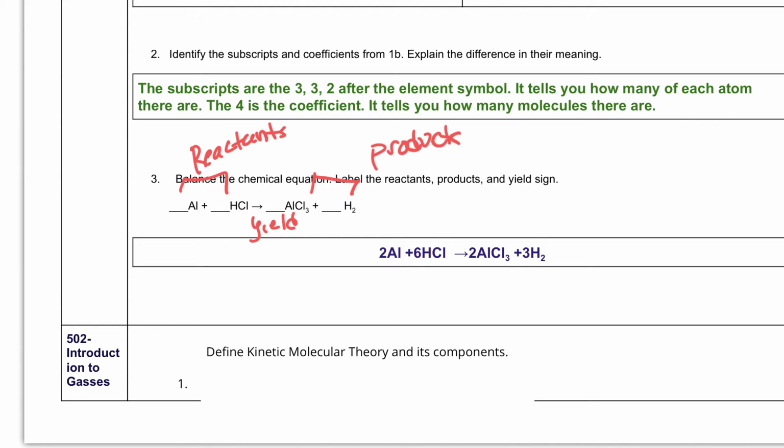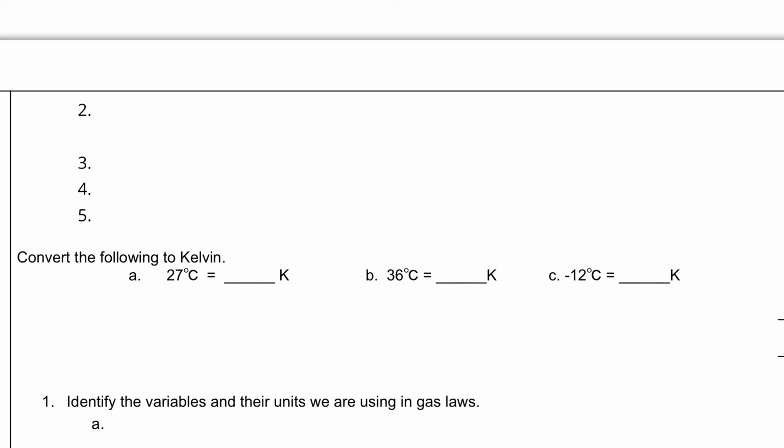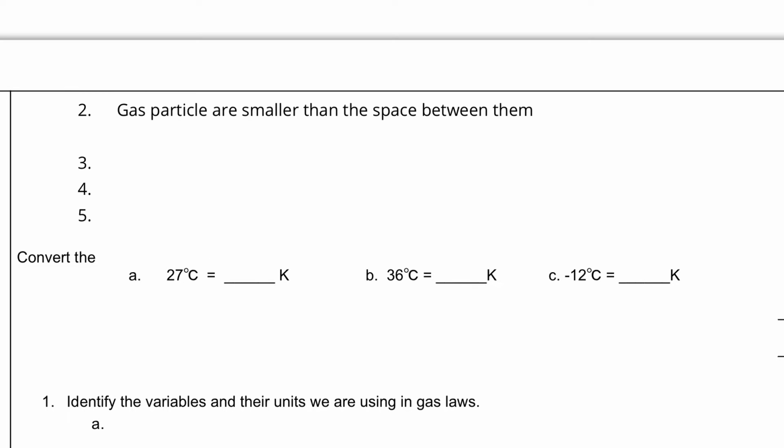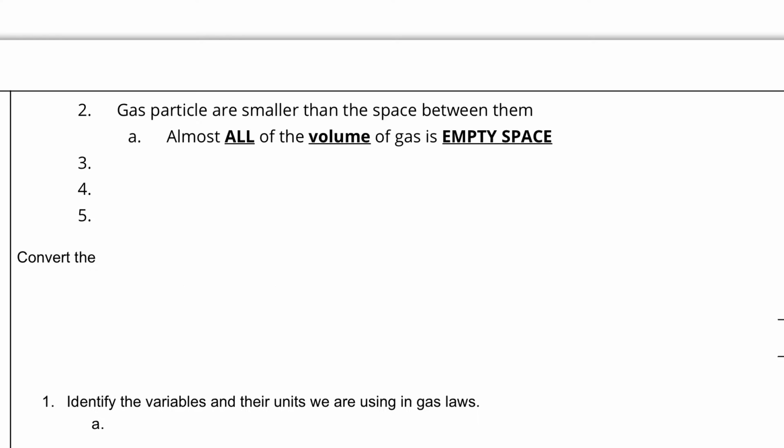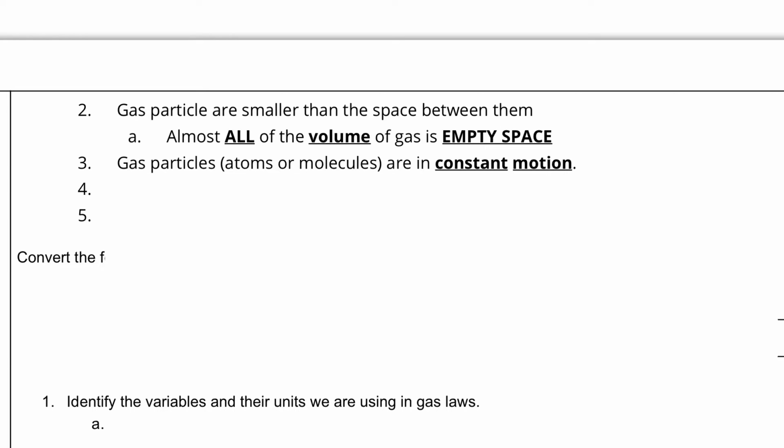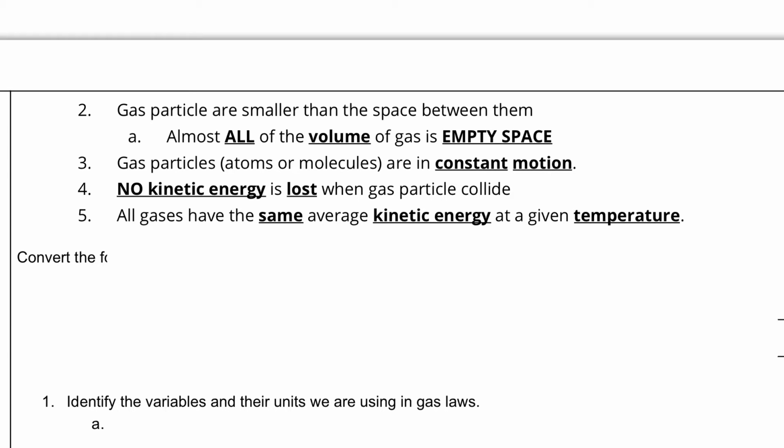This next question goes over 2 slides, but it says define kinetic molecular theory and its components. So the first component is gas particles do not attract or repel each other. The next part of kinetic molecular theory is that gas particles are smaller than the space between them, and almost all of the volume of gas is empty space. That gas particles, or atoms or molecules, are in constant motion. That no kinetic energy is lost when the particles collide. And that all gases have the same average kinetic energy at a given temperature. So those are the components of kinetic molecular theory.